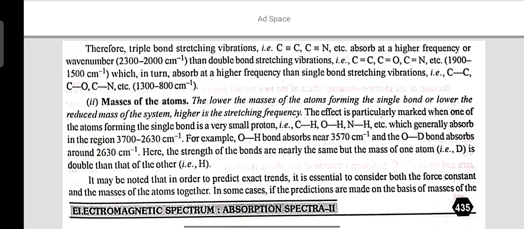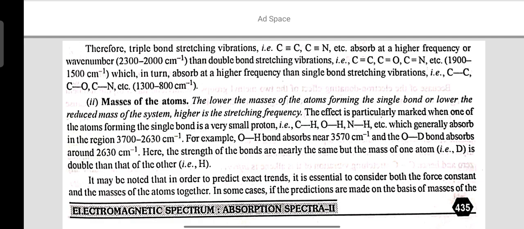3700 to 2630 per centimeter. For example, the OH bond absorbs near 3570 per centimeter and the OD bond absorbs around 2630 per centimeter. Hence, the strengths of the bonds are nearly the same, but the mass of one atom is double that of the other. It may be noted that in order to predict exact trends, it is essential to consider both the force constant and masses of atoms together.